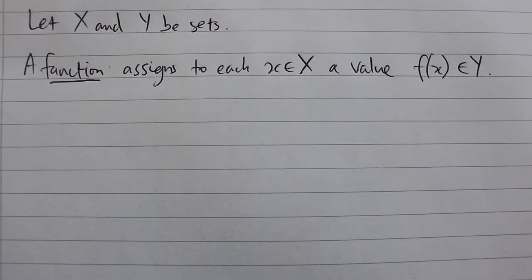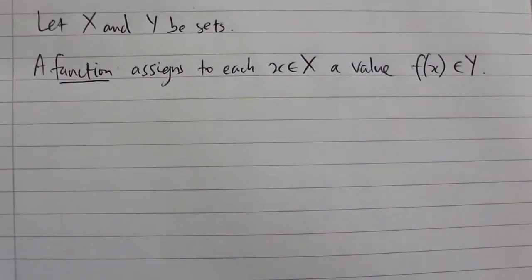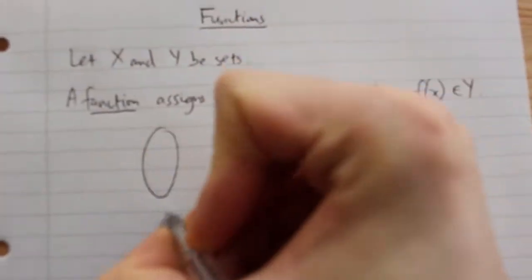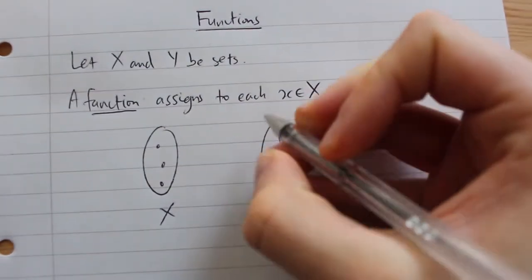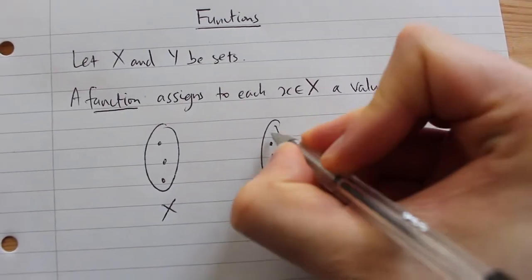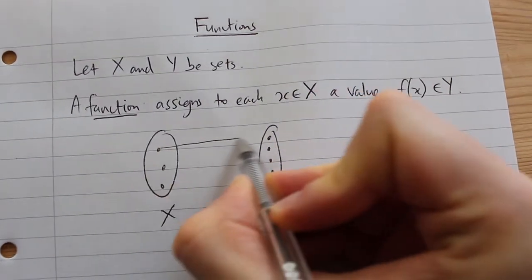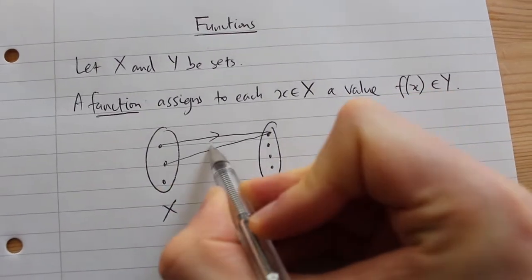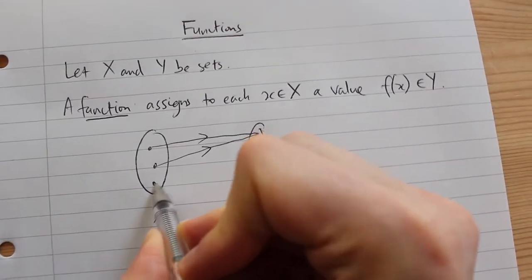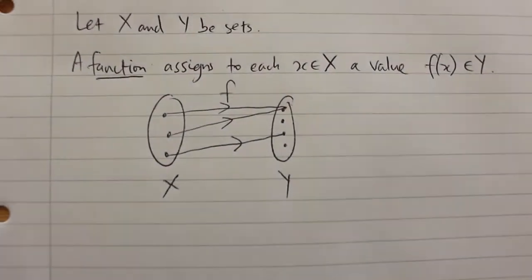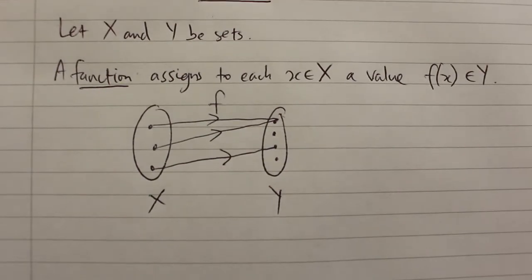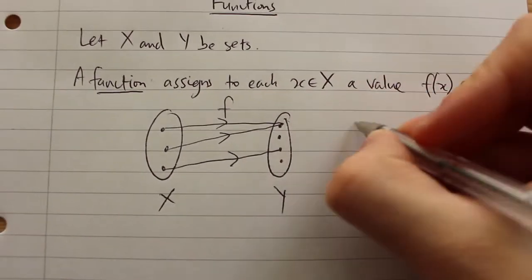So, for example, if we had a set x with just 3 elements, we could have a set y that has 4 elements, and we could send the first 2 elements in x to this element, and this is some function f between these two sets, x and y. Sorry, I should have said a function f from x to y.